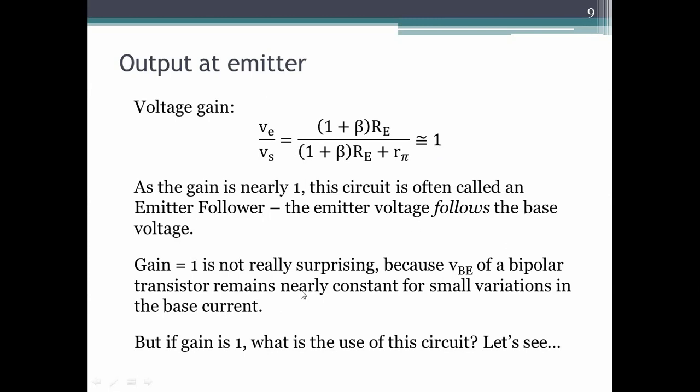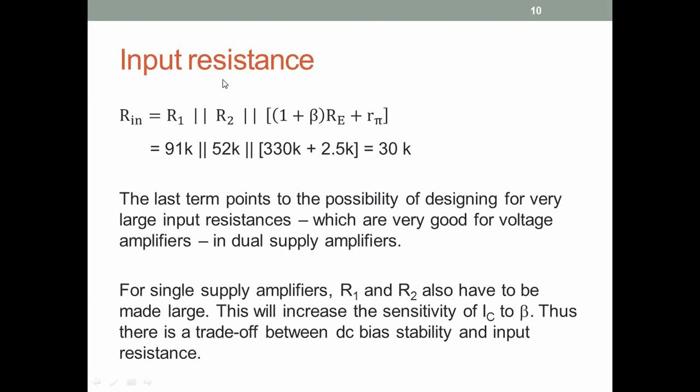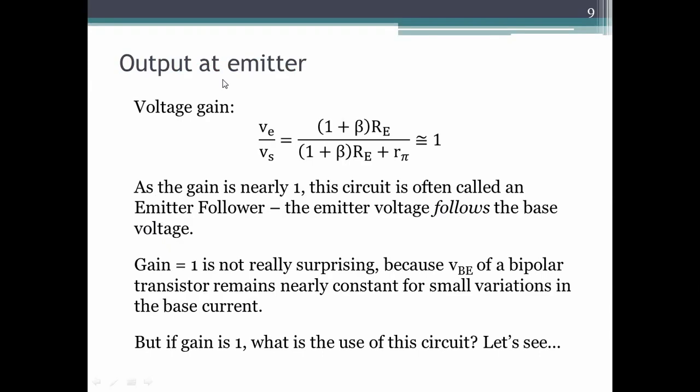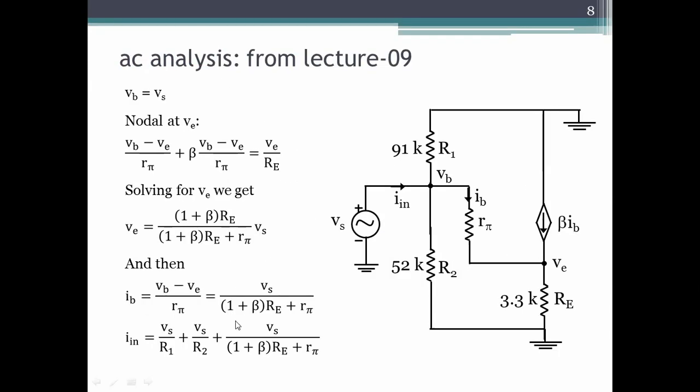So of course then the question is, if the gain is 1, does this circuit have any use at all? So let us see. Let us look at the input and output resistance. So let's look at the input resistance first. So let me go back. So the input resistance is what? We apply Thevenin's theorem. The definition of the input resistance is the resistance looking into the input terminals of this circuit.